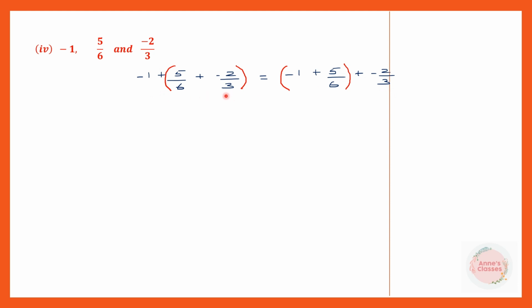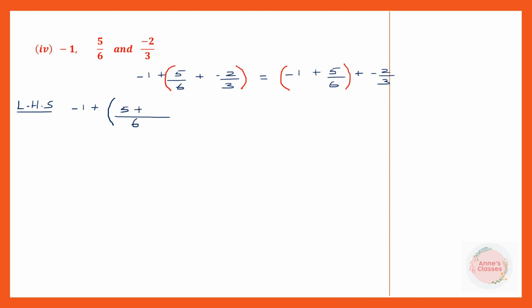Let's begin with the left hand side. So here minus 1 will remain the same plus, now inside brackets we have 5 by 6 plus minus 2 by 3. This has to be worked out. Here the denominators are different, so we have to find the LCM of the denominators 6 and 3. The LCM will be 6. So let's write that. The LCM is 6. Now look at the first rational number. It is 5 by 6. The denominator is the same as the LCM. That means you can write the same numerator 5. So let's write 5 there. So that is 5 plus.